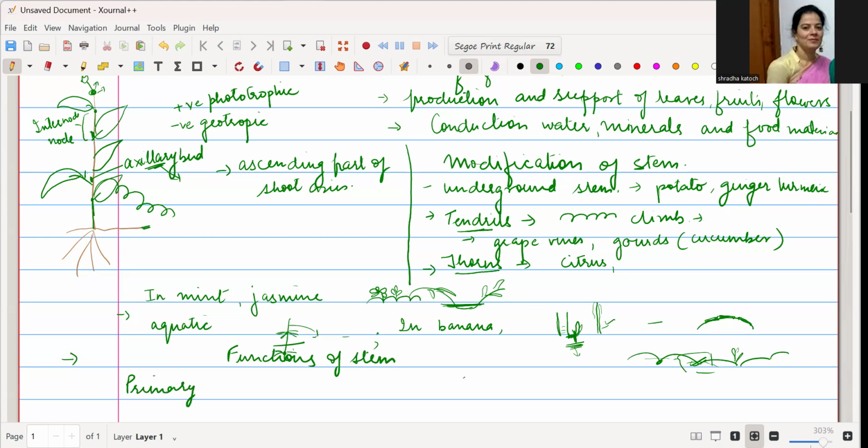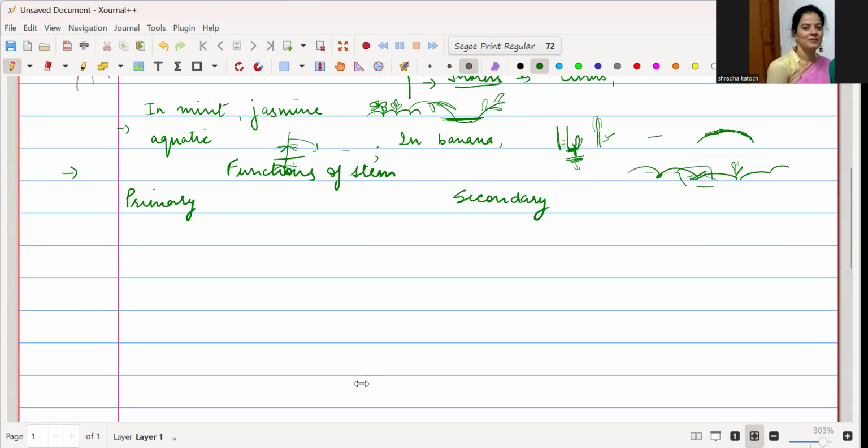Primary we all usually read. Secondary is somewhat modifications, and different names are given to them, there is no problem in that. As we go for the primary, we all know what we read in primary. Those are the major ones: support, holding, conduction. So these are the primary functions of the stem. Now, what are the secondary or the accessory functions?